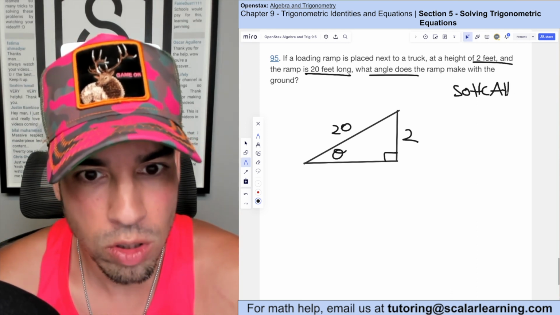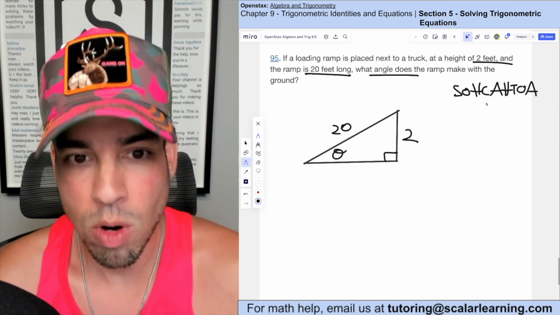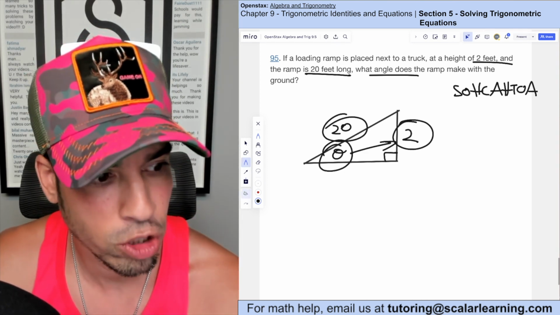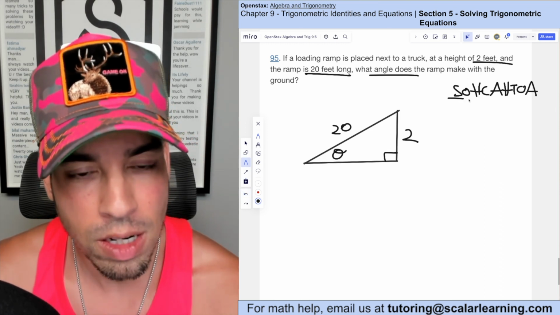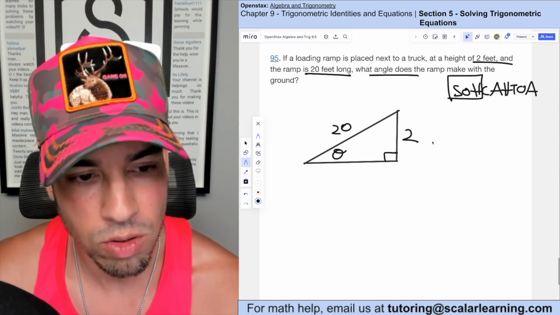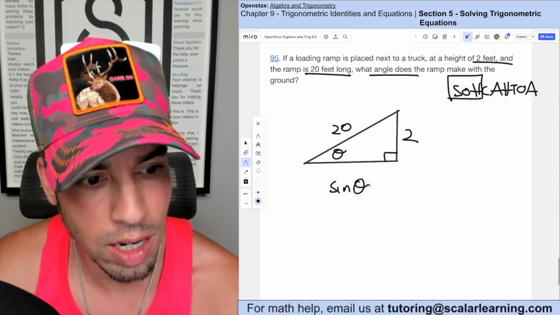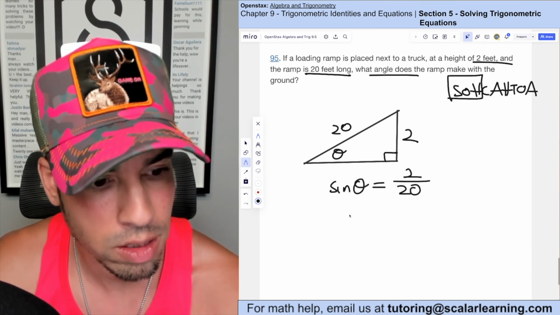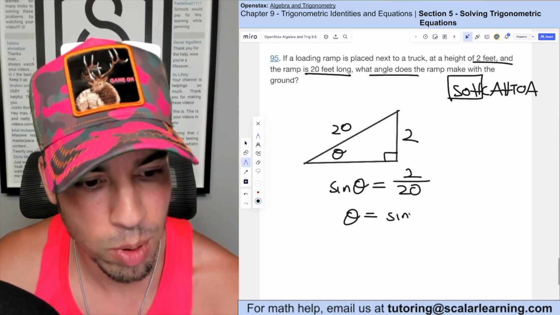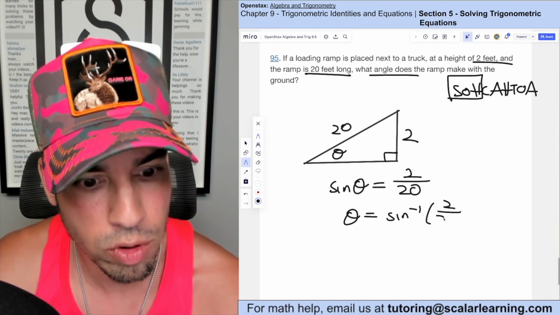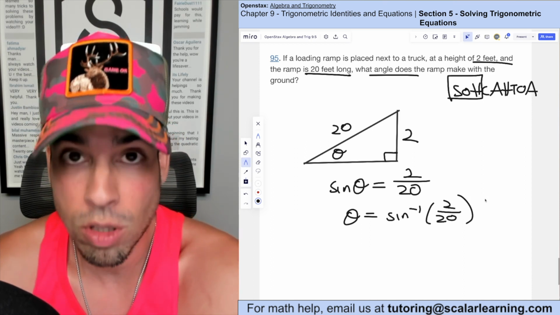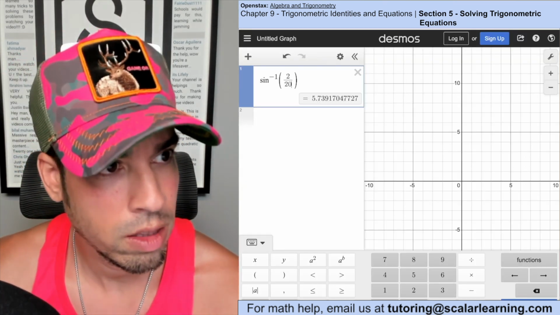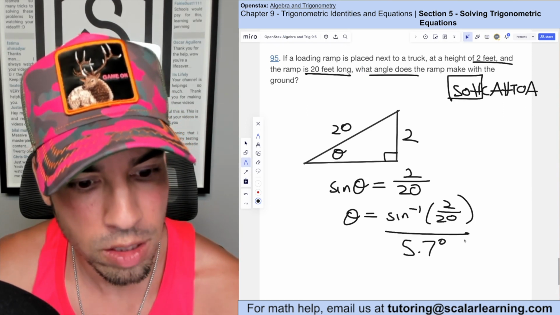So again, how do we solve for that? We think back about SOHCAHTOA. I want to think, what function can I use with this angle and this side, which is opposite, and this side, which is the hypotenuse? Opposite and hypotenuse, that's sine. So I can say sine of theta equals opposite over hypotenuse. Now to solve this, I can take arc sine of both sides, like so, 2 over 20. And this will give us our value, so let's do that in Desmos. And here we get approximately 5.7 degrees to the nearest tenth. So 5.7 degrees, boom, done.